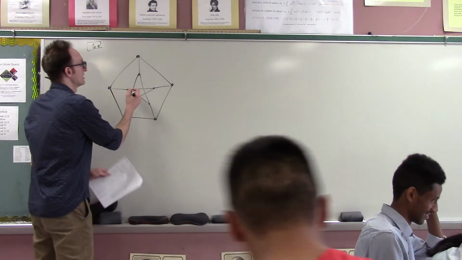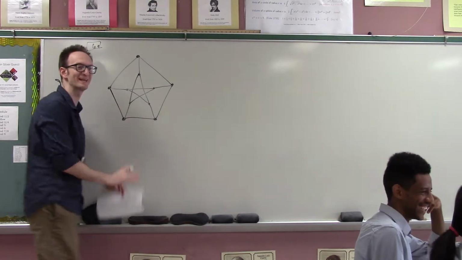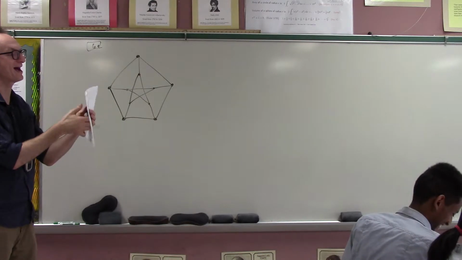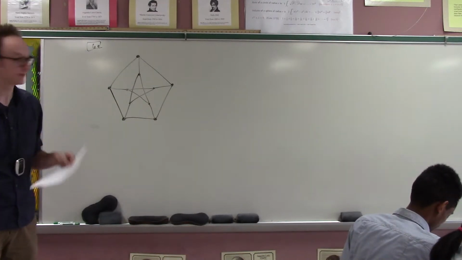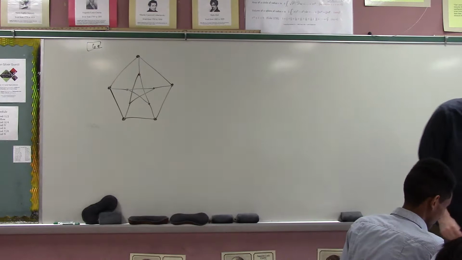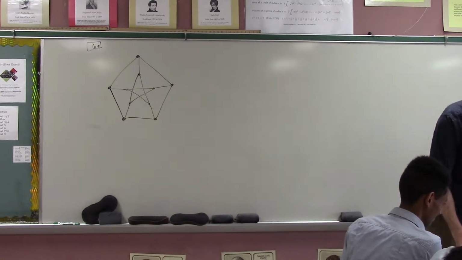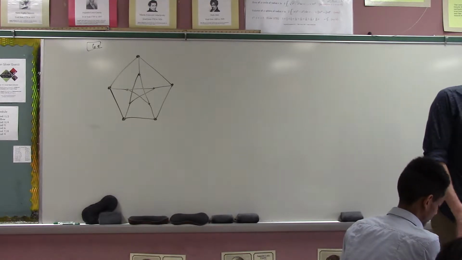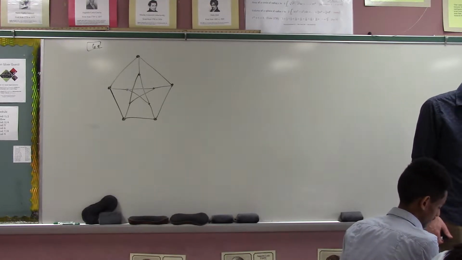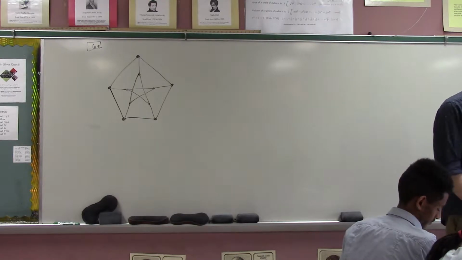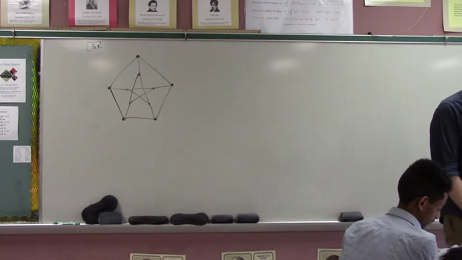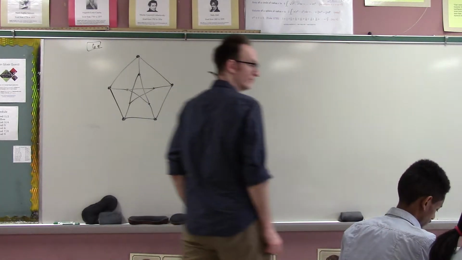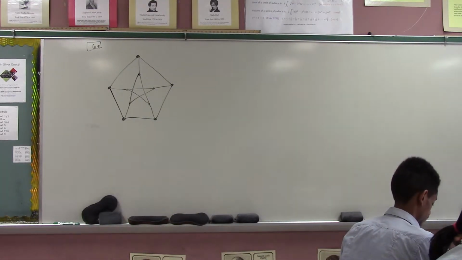Anyway, here we go. The Peterson graph question. What is the connectivity and edge connectivity of this graph? So there's really two separate questions. What is the vertex connectivity? What is the edge connectivity? What did you get? For both? Yeah, I think that is just true.